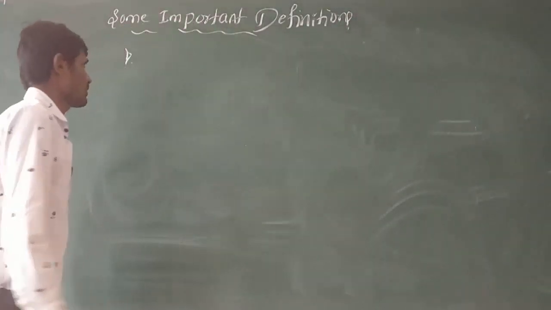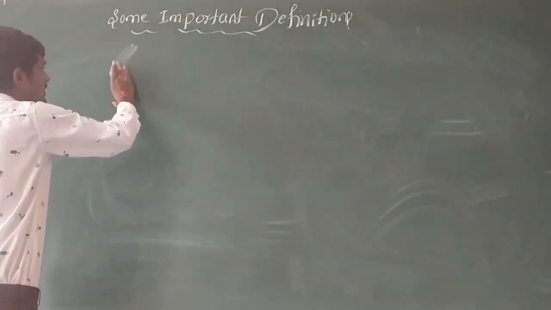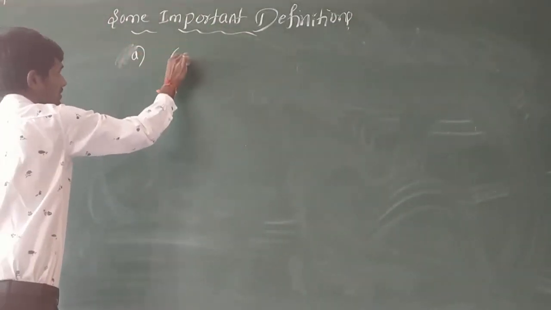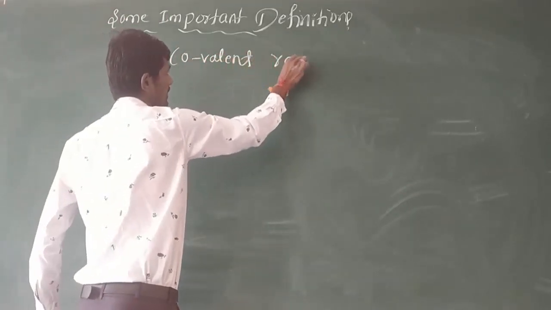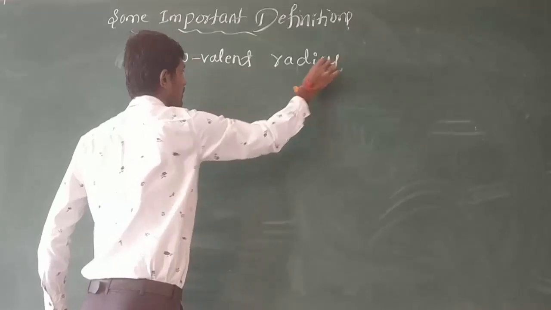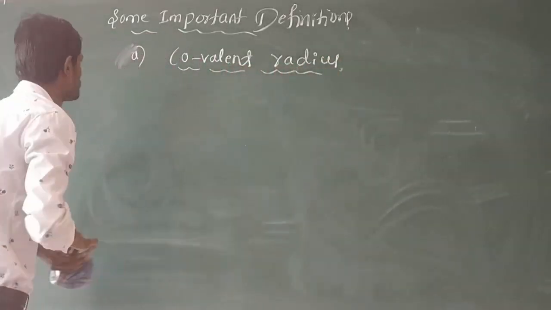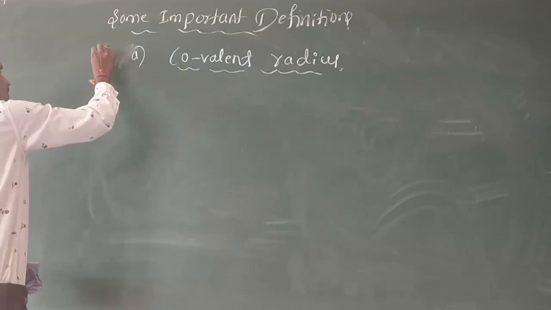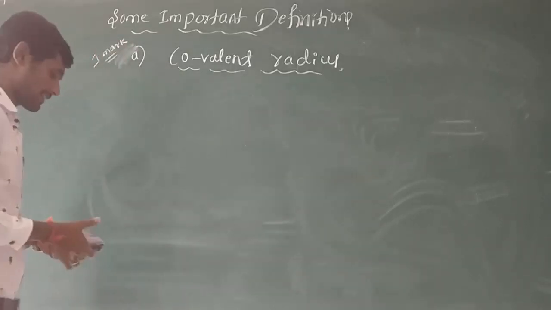In presence of atomic radius, there are different types. In that, another one, covalent radius. Covalent radius, very important definition for 1 mark. What is covalent radius? Then you write the answer like this.